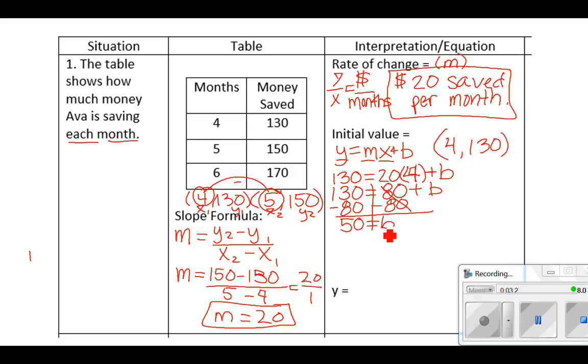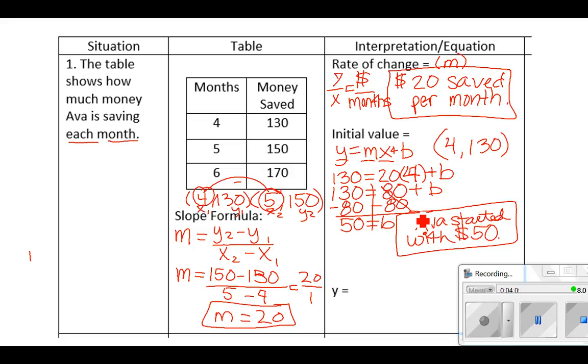So b equals 50. But I'm not going to go to the bank and say the b equals 50. I'm not even going to say my initial value is 50. What does the $50 actually mean? It means that's where she started when she started saving her $20 every month. So Ava started with $50. And you should box answers, because when you have your quiz tomorrow over this, you're going to want to know what's expected as your final answer for each section.